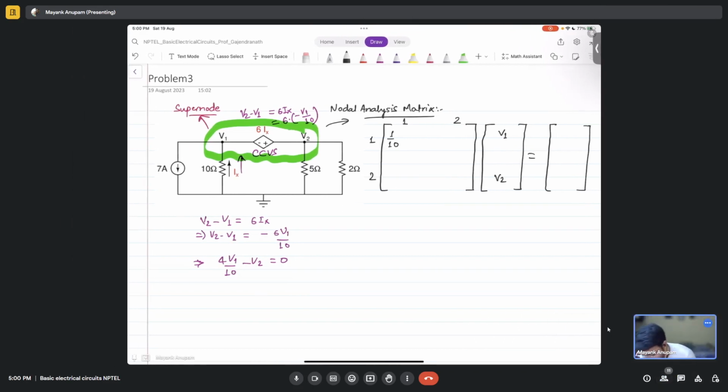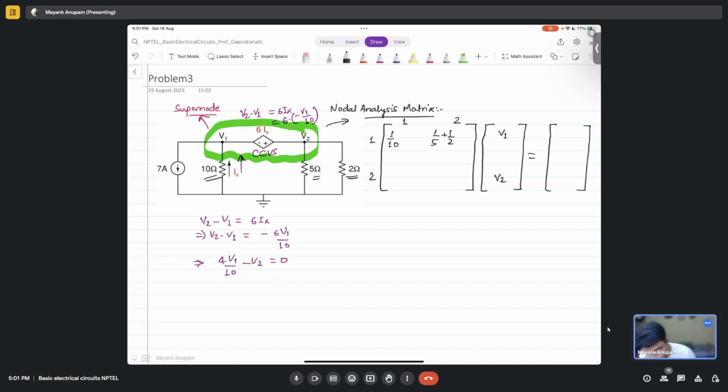Okay. Fine. So the very first entry is 1/10, right? Here corresponding to this 10 ohms. What about this 5 ohms? Where will it be? Again here, right? 1/5. And then this 2 also, 1/2. 1/5 plus 1/2. Correct? Anything else do I need to write here?